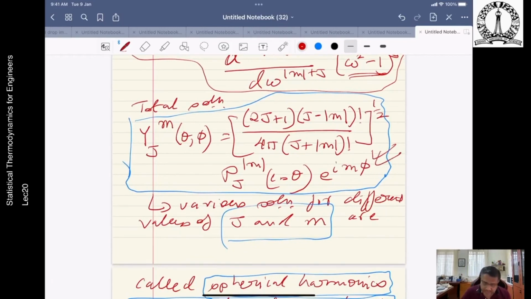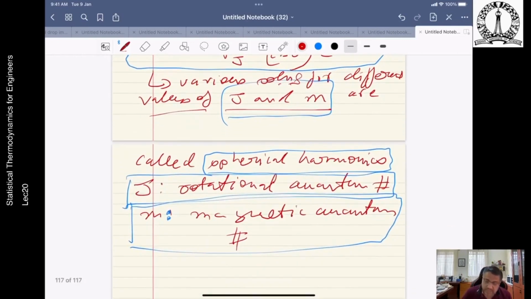This has various solutions for different values of j and m, and these are called spherical harmonics. j is therefore called the rotational quantum number, and m is called the magnetic quantum number. So this marks the end of the theta and phi solutions. In the next class, we will see what happens to the r part of the solution. That we are going to cover in the next class. Thank you.